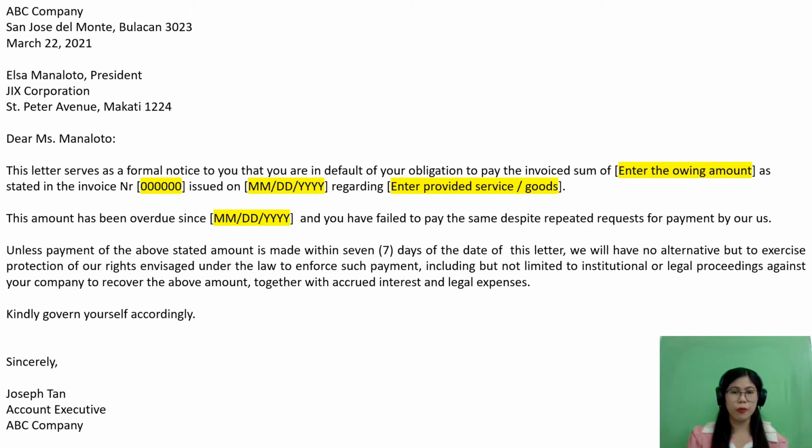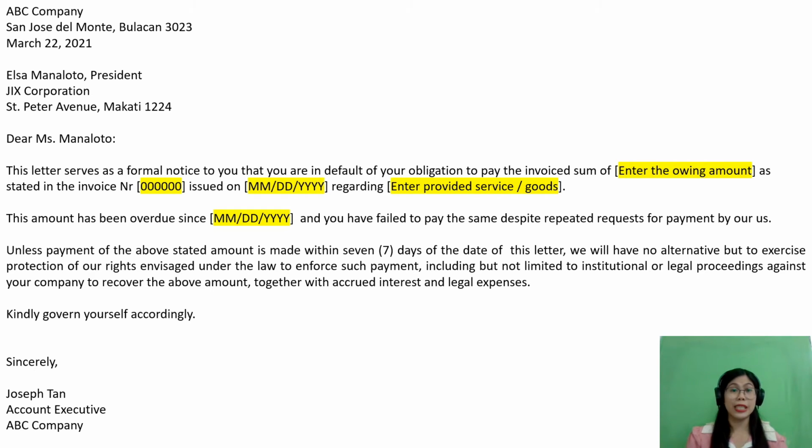Regarding, you have to enter the provided service or goods. This amount has been overdue since, you enter here the month, date, and year, and you have failed to pay the same despite repeated requests for payment. Unless payment of the above stated amount is made within 7 days of the date of this letter, we will have no alternative but to exercise protection of our rights envisaged under the law to enforce such payment, including but not limited to institutional or legal proceedings against your company to recover the above amount, together with accrued interest and legal expenses. Kindly govern yourself accordingly. Sincerely, Joseph Tan, Account Executive, ABC Company.